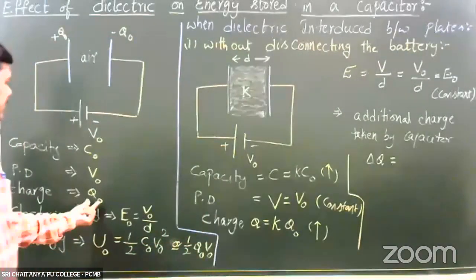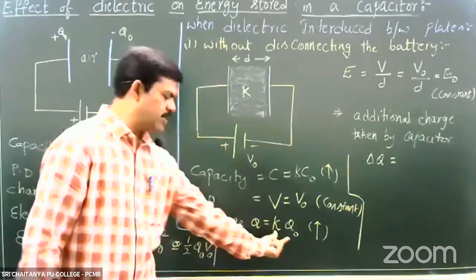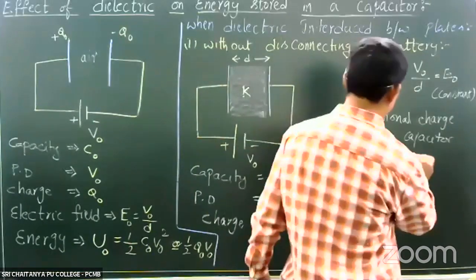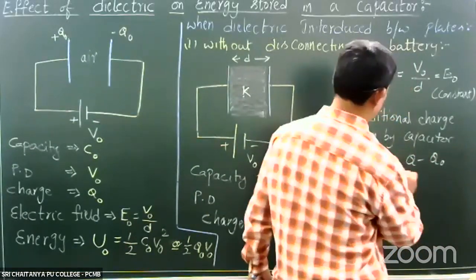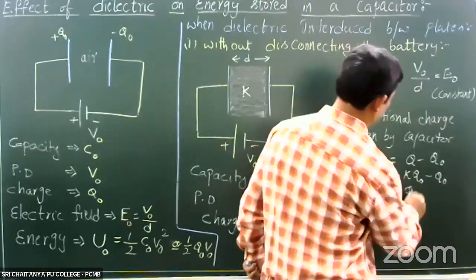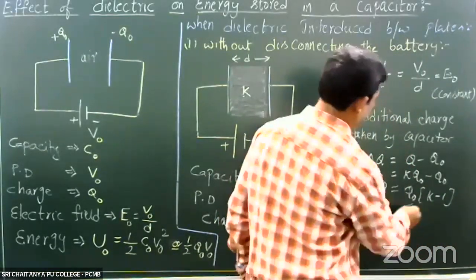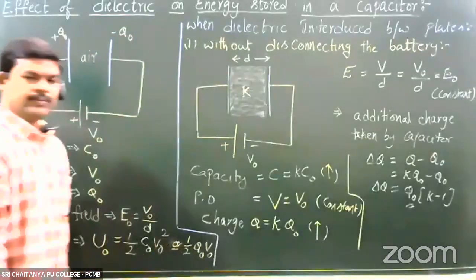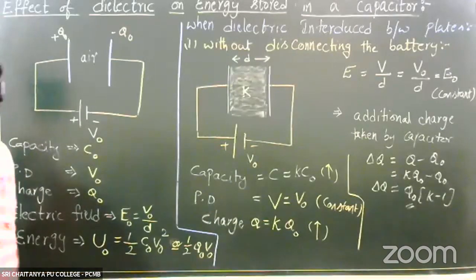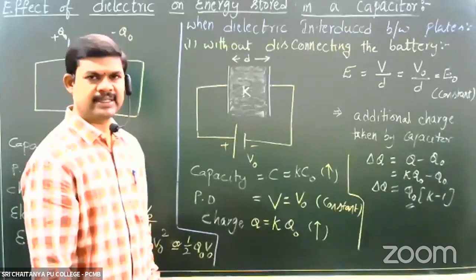Initially, how much is the charge? Q naught. After introducing the dielectric, the charge becomes KQ naught. What is the additional charge taken? Q minus Q naught, which is KQ naught minus Q naught. Q naught common, K minus 1. This is the additional charge taken by the capacitor. This was asked in previous examples.